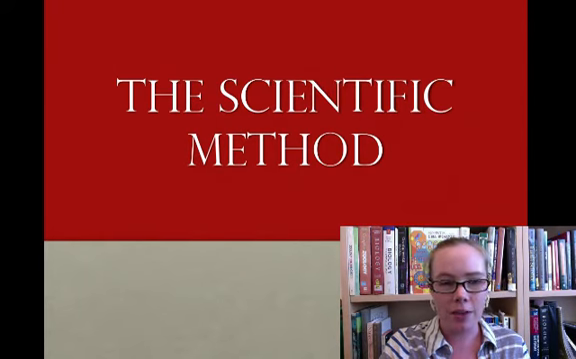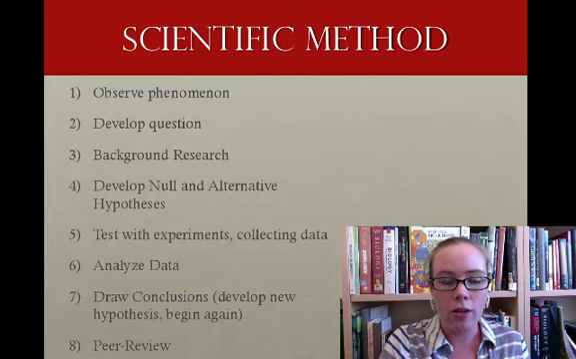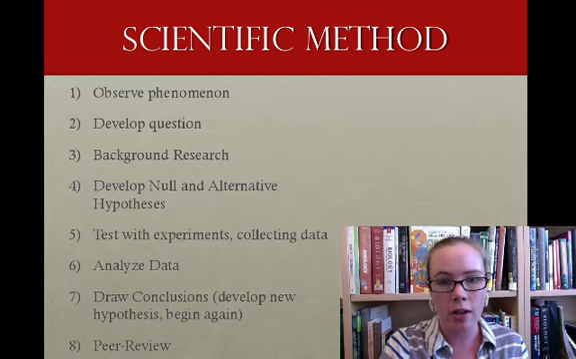The big difference between something that is pseudoscientific and science is that science follows the scientific method. The scientific method is a series of steps that every scientist must follow in order for something to be considered credible. The first step is that you observe the phenomenon that you're interested in studying. Then, from those observations, you develop a question.